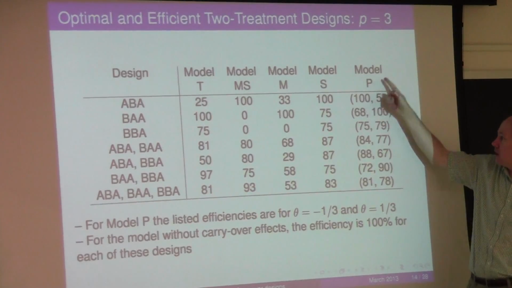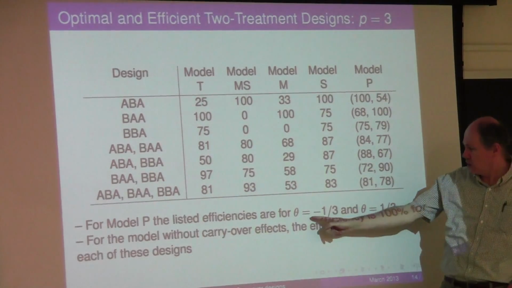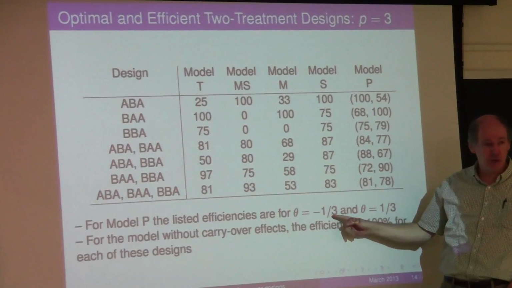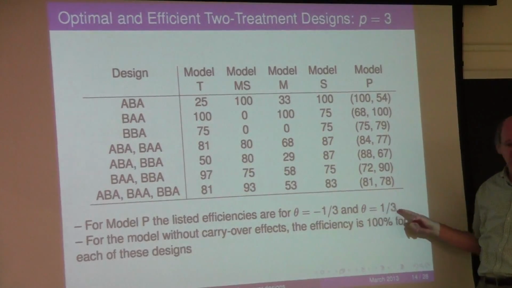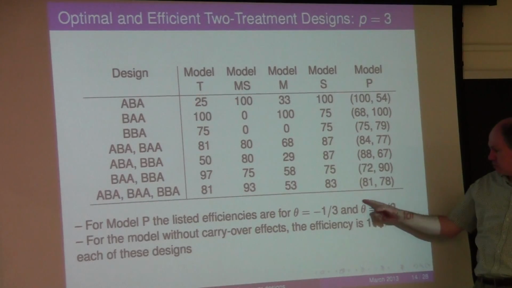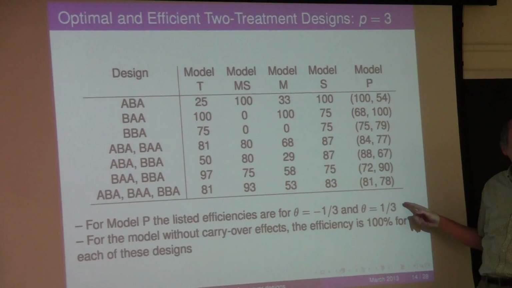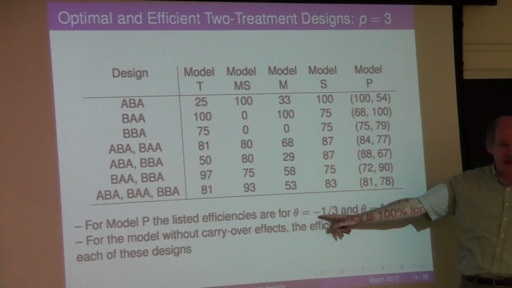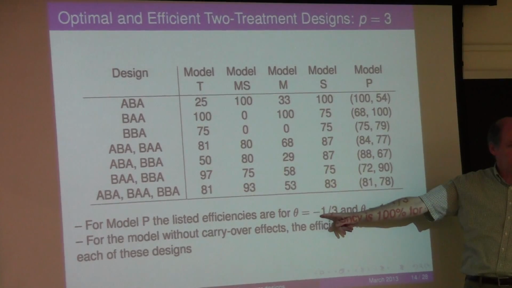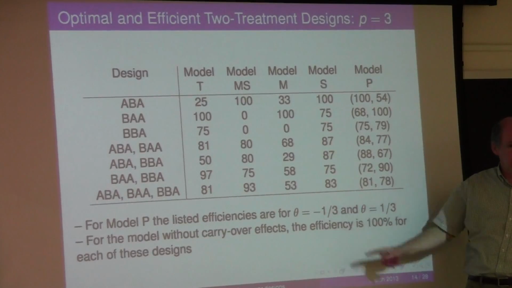And I give two values here, one for the constant of proportionality being minus 1/3, and one for the constant of proportionality being 1/3. I think positive constants of proportionality are probably more likely in most applications, but there are some examples where a negative constant of proportionality actually turns out to be reasonable.